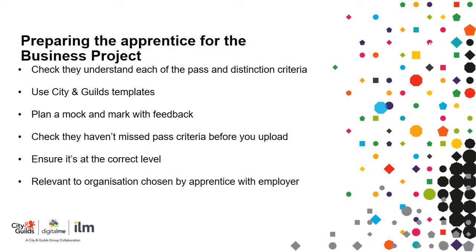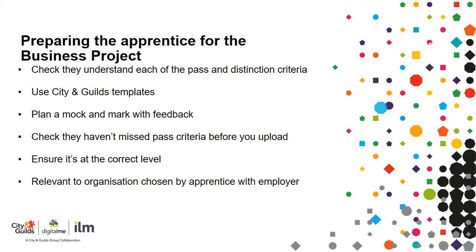We also advise that you plan a mock business project. You could use a similar idea for a number of apprentices and also yourselves get used to then using the grading criteria to support with your own understanding. Please do ensure you check the apprentice's business project to ensure they have met the pass criteria prior to uploading this to the EPA portal. It's also a good idea to talk to them about the level of their business project.